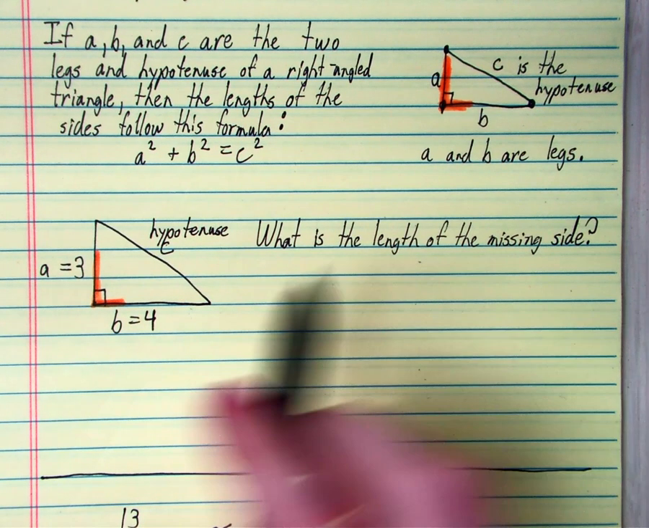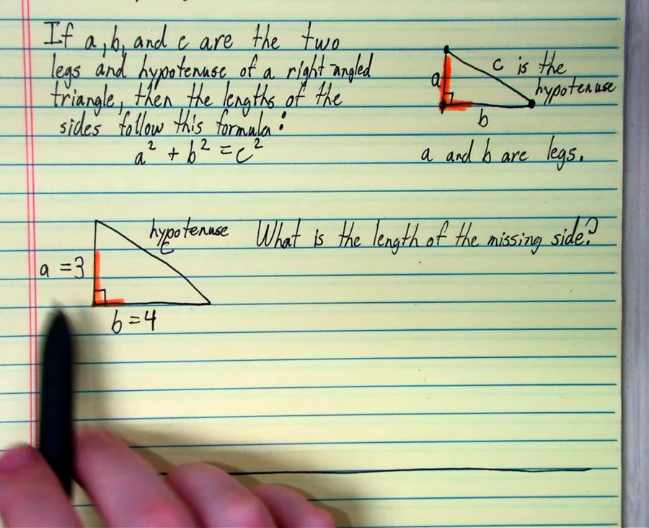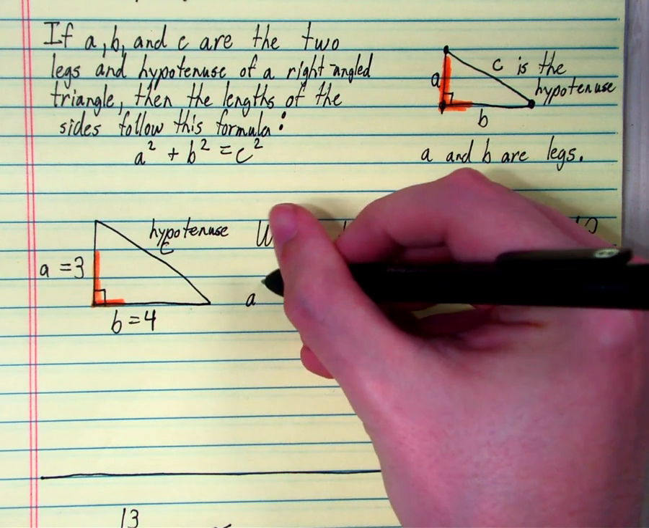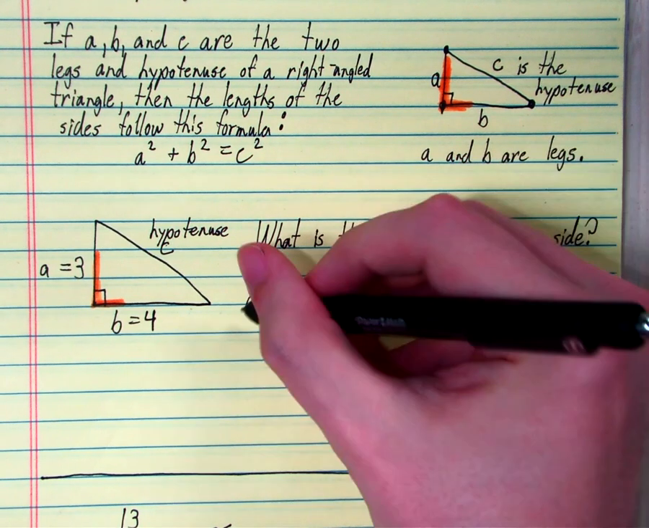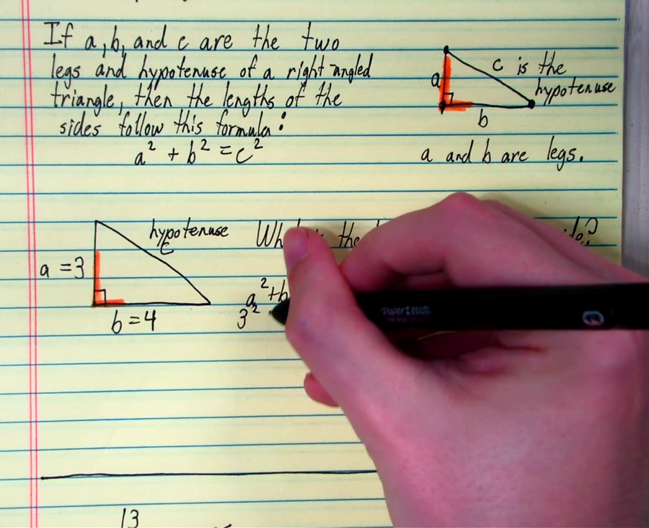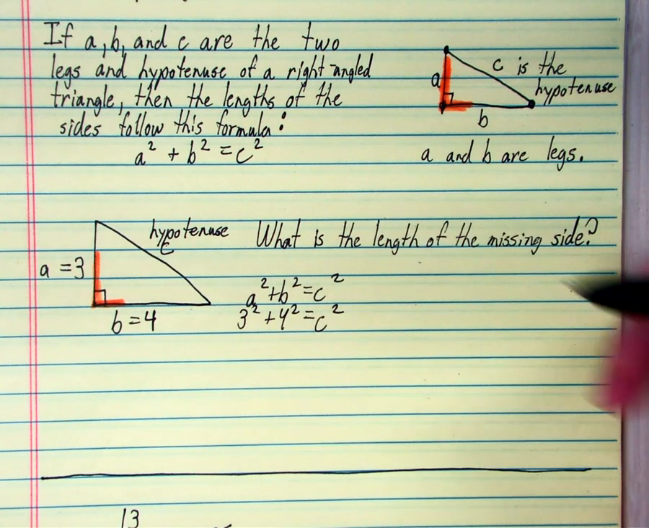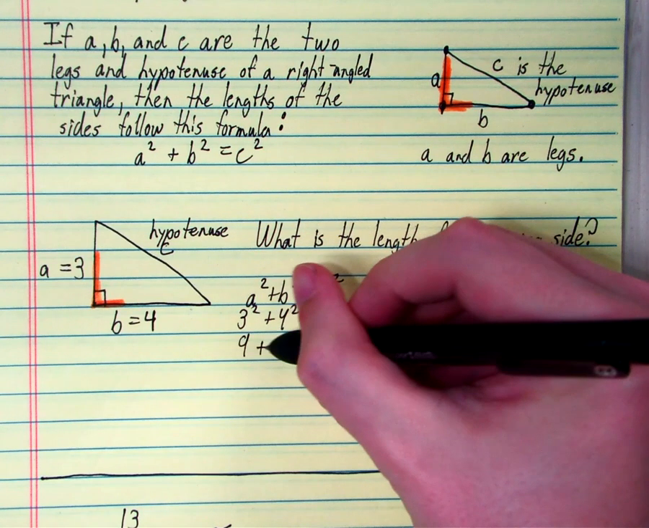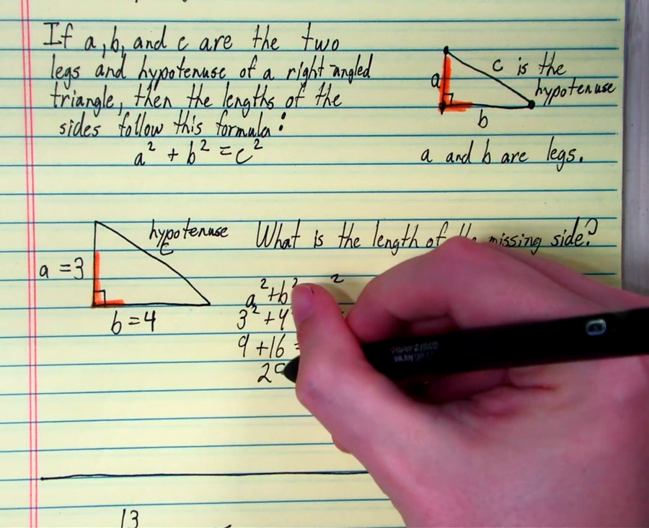So, since we see the values of 3 and 4 for a and b, we can plug them into our formula. We'll have a squared plus b squared equals c squared. So we'll have 3 squared plus 4 squared equals c squared. We'll square 3 and square 4 to get 9 and 16. We'll add to get 25.